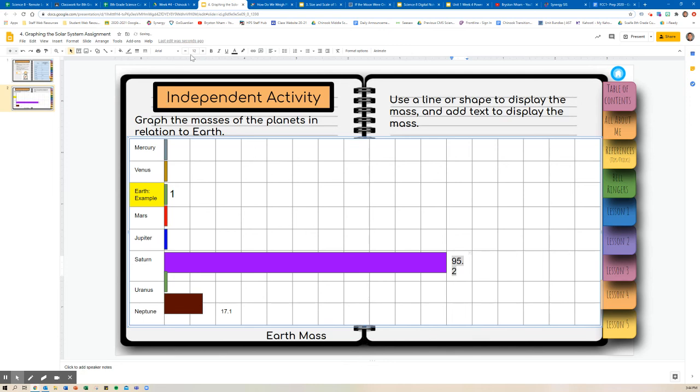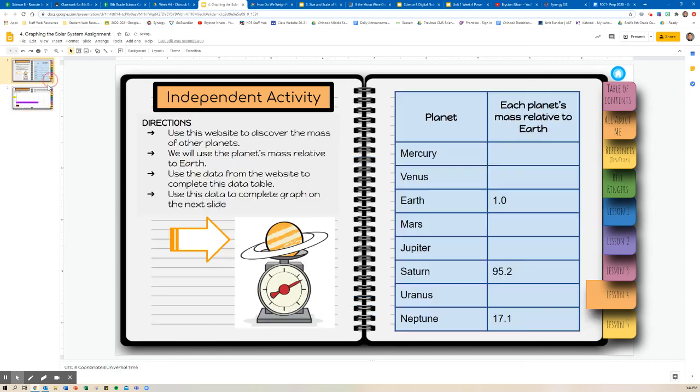Like always, guys, if you have any questions, let me know. But this is your assignment. Once you have graphed it and filled in this table above, you can turn it in and you'll be done for the day. If you have any questions, let me know. If not, have a great weekend, guys, and I will see you on Monday.